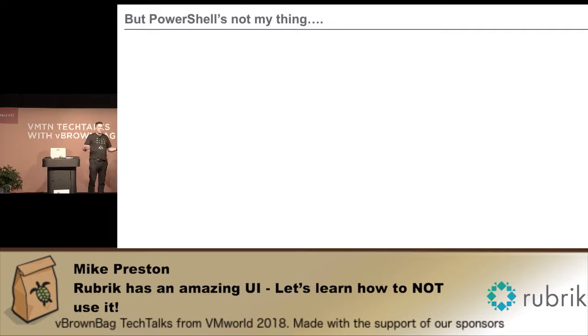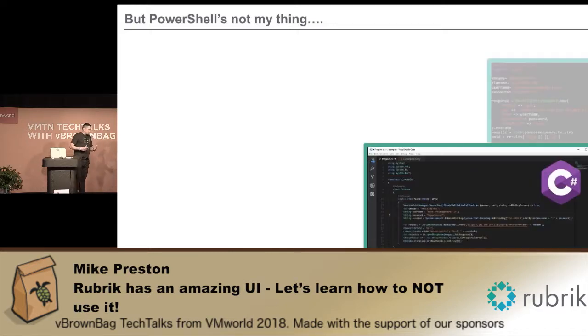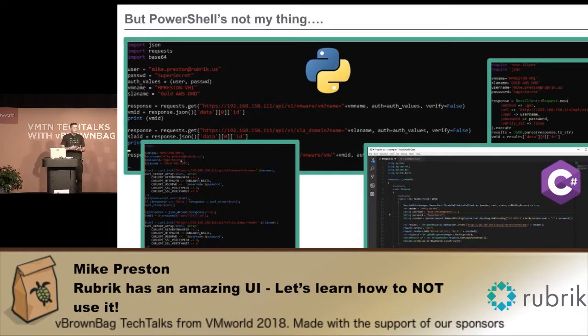So what if PowerShell's not your thing, right? Maybe we all don't really love PowerShell, right? The thing is, the APIs, they're wide open, right? So you use whatever you want. Most scripting tools now are going to support connecting into a RESTful API and consuming that. So go ahead and use C# or Python or curl, whatever it is you want to use, whatever existing tools you have, go ahead and get that Rubrik integration with that.